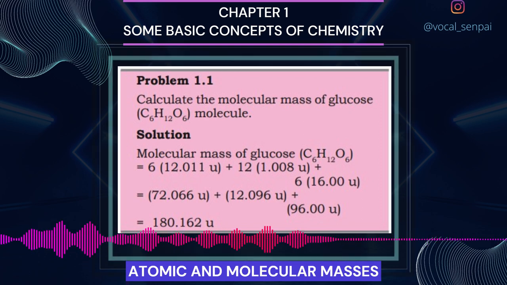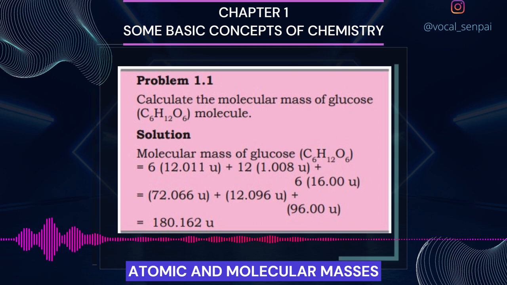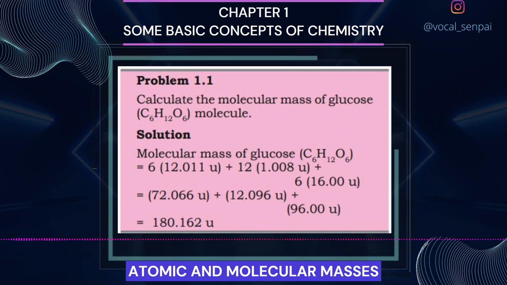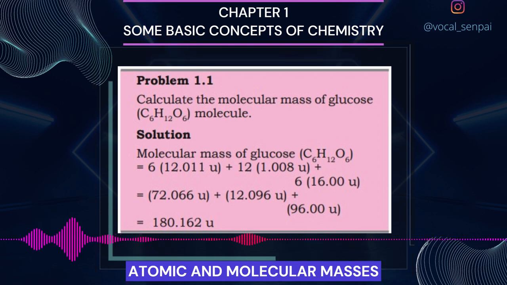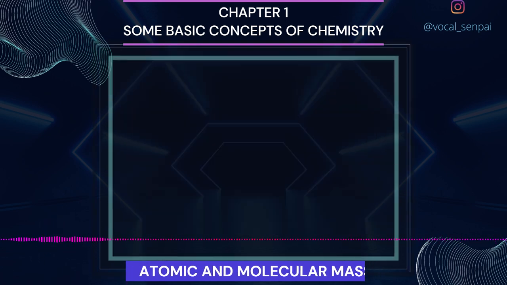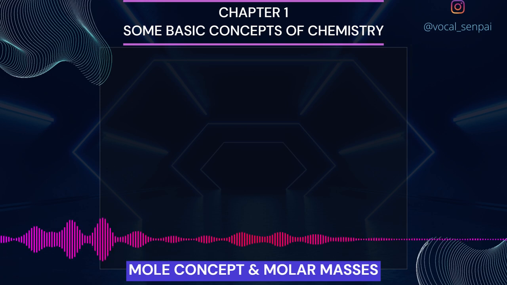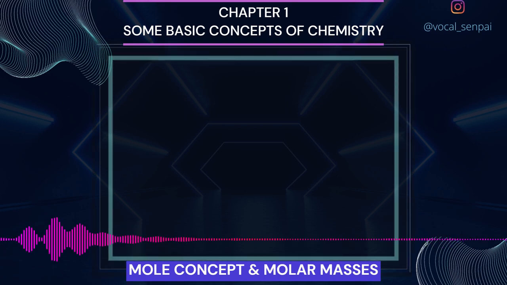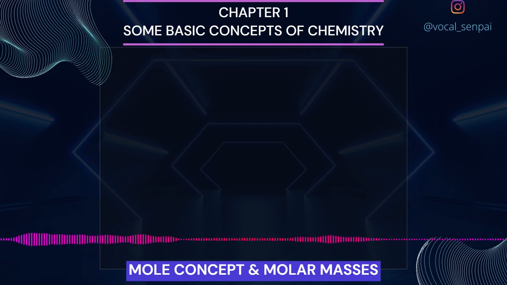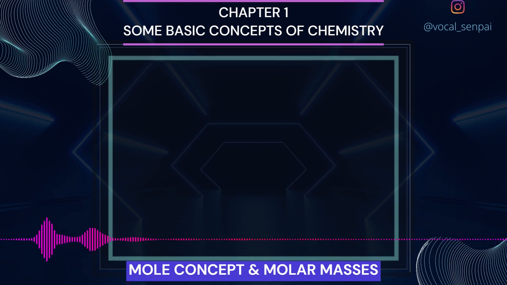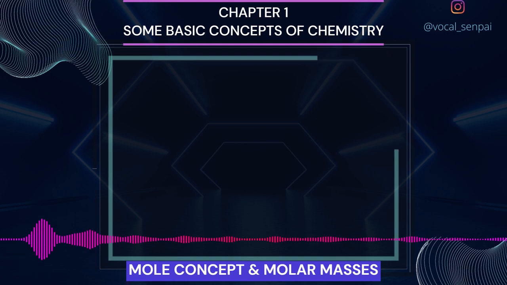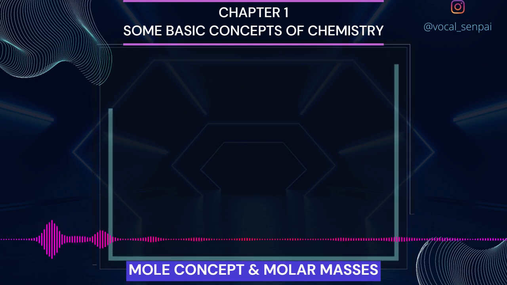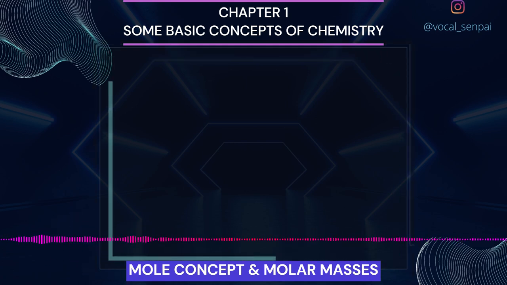Thus, the formula mass of sodium chloride is atomic mass of sodium plus atomic mass of chlorine, equal to 23.0 u plus 35.5 u, equal to 58.5 u. Mole concept and molar masses. Atoms and molecules are extremely small in size, and their numbers in even a small amount of any substance is really very large. To handle such large numbers, a unit of convenient magnitude is required.